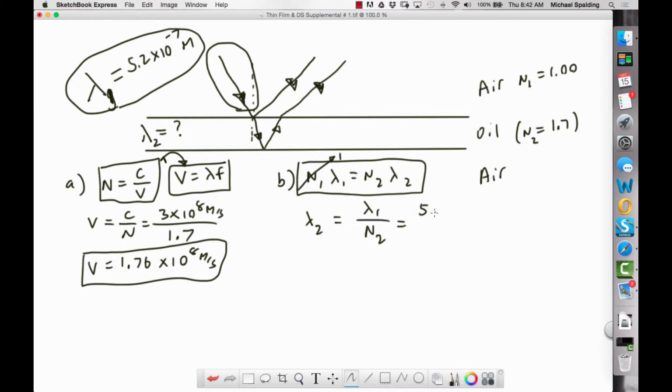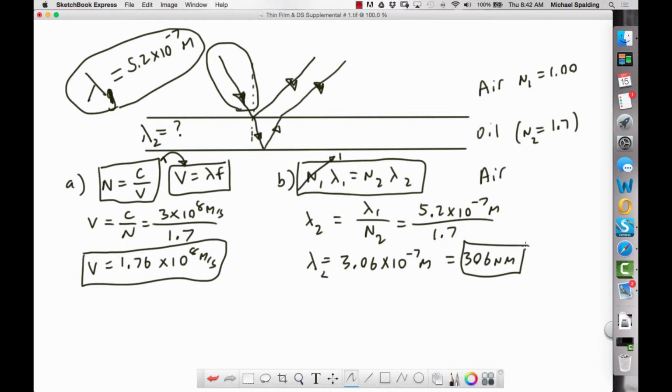So this is 5.2 times 10 to the negative 7 meters over 1.7. As you would expect, the wavelength gets smaller, and that's what explains the ray slowing down. So wavelength 2 comes out as 3.06 times 10 to the negative 7, which is 306 nanometers. Okay. Part C, calculate the minimum possible thickness of the film necessary to see the green light at maximum intensity.